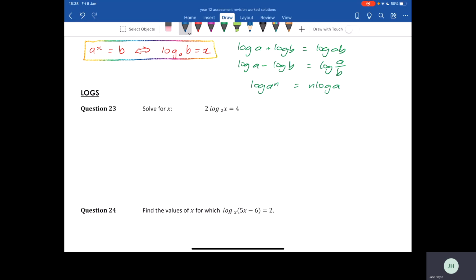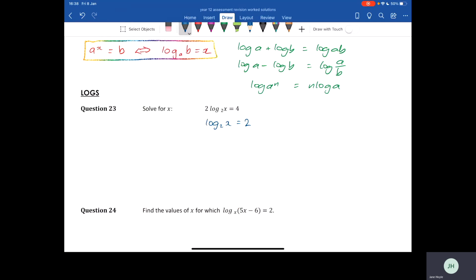So solving. We need to work out what x is. Just think about how you would rearrange any ordinary equation and divide both sides by 2. You could, of course, use this rule here, but there's no need to. It just makes things more complicated. You'll get the same answer, but just divide both sides by 2.